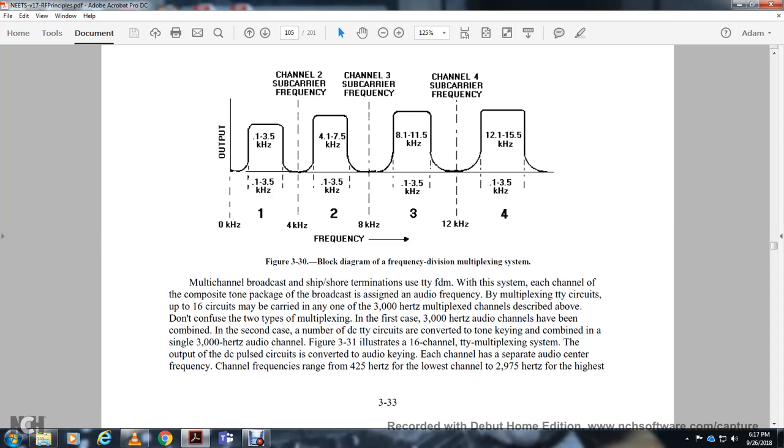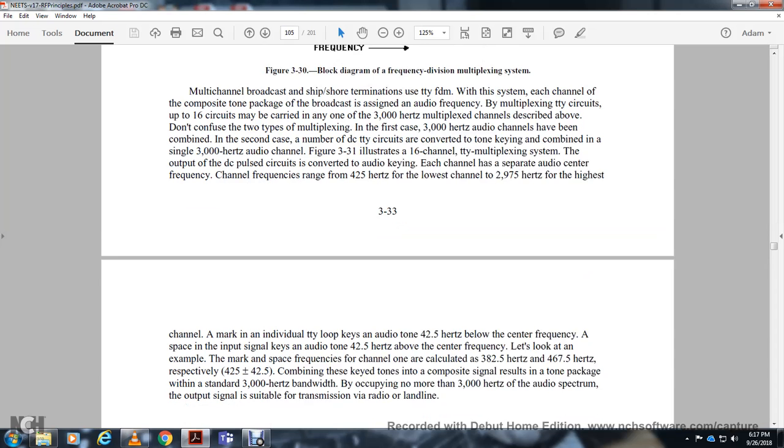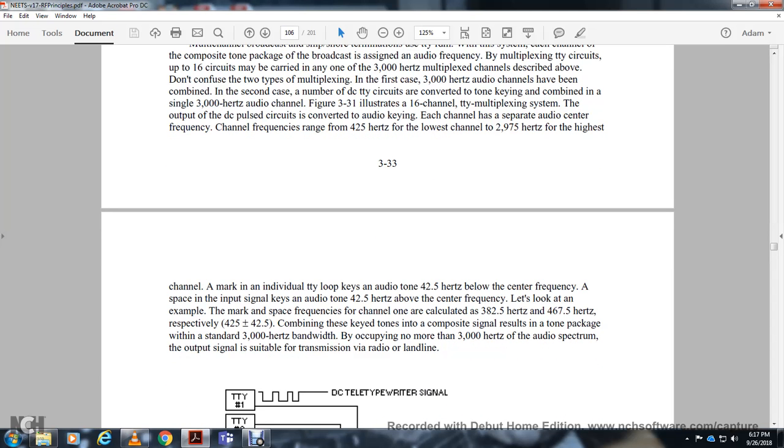The output of the DC pulse circuit is converted with audio keying. Each channel has a separate audio center frequency. The channel frequencies range from 425 Hz for the lowest channel to 2,975 Hz for the highest channel. For marking, as individual teletypewriter loops key, the audio tone is 42.5 hertz below the center frequency. For spacing, the input signal frequencies make the audio tone 42.5 hertz above the center frequency. Look at the example of the mark and space frequency of channel 1.